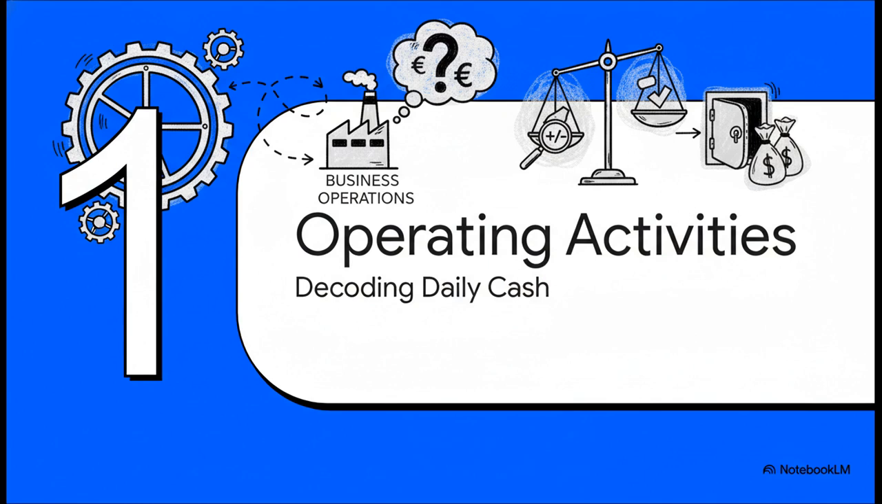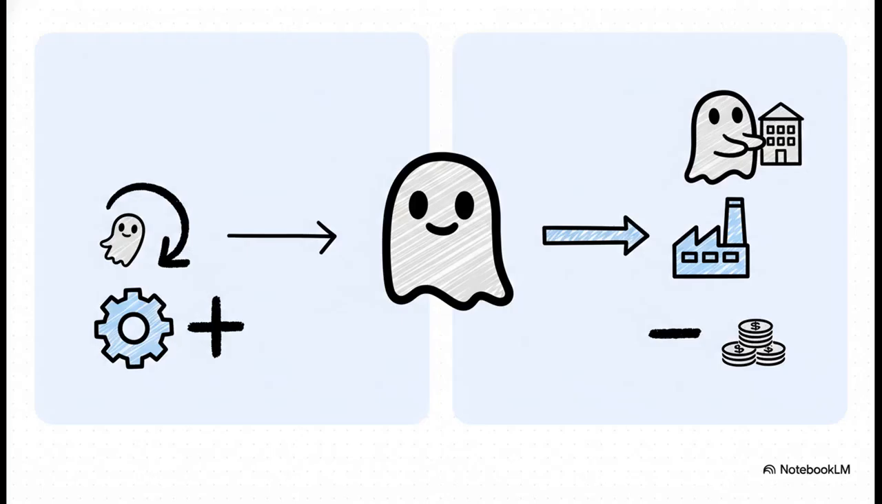This part is supposed to tell us how much cash a company is making from its main, day-to-day business. But to get to that true number, we first have to peel back some layers and undo a few specific accounting adjustments. Let's jump right in with a weird one, goodwill.